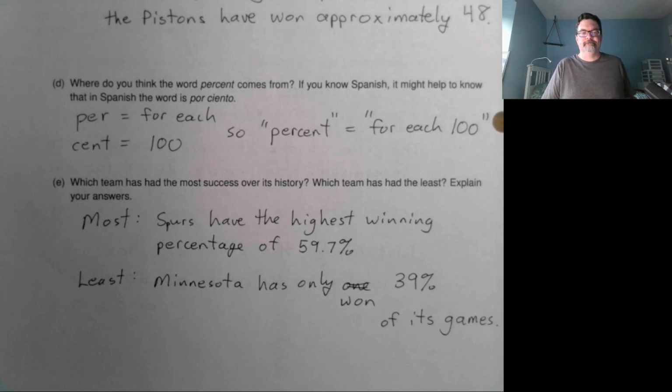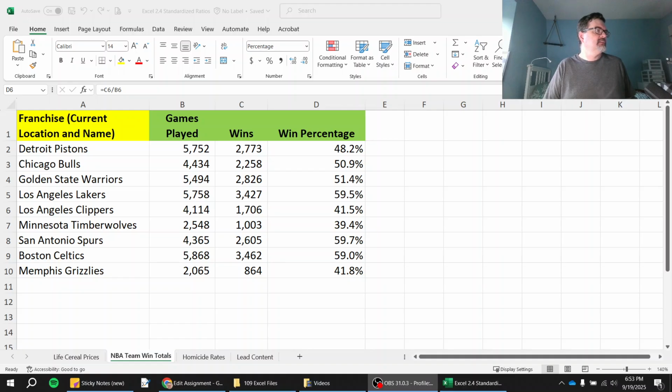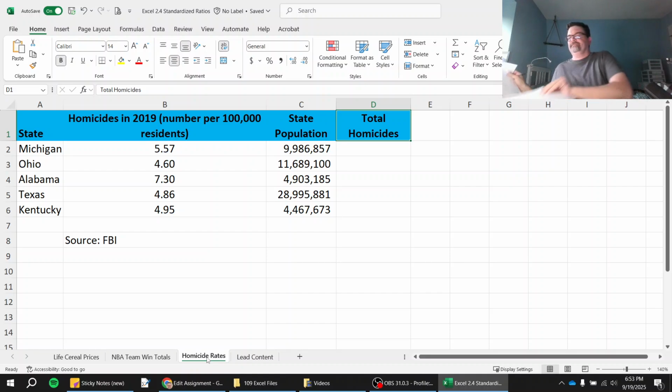Okay. Moving on. Third one. Homicide rates. Less happy topic.